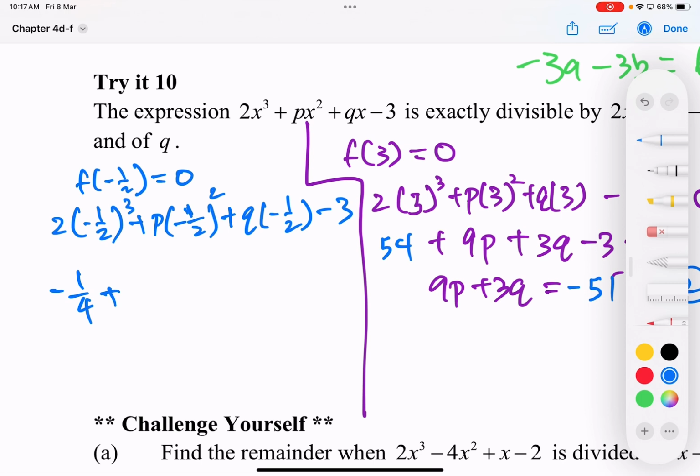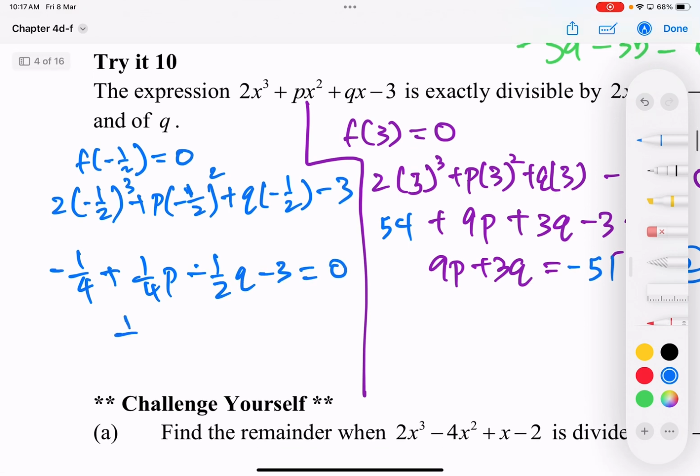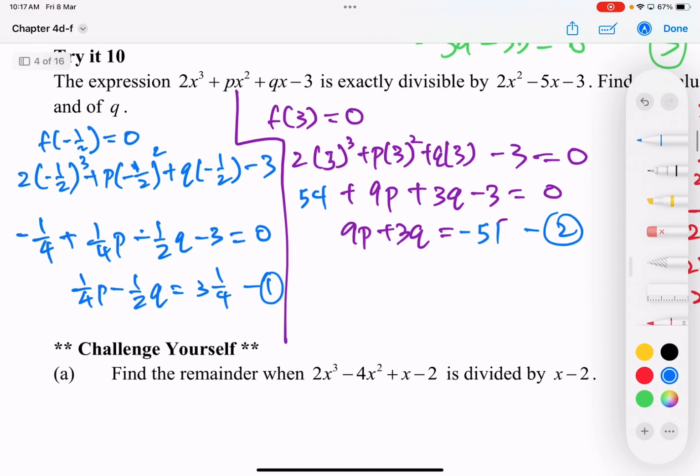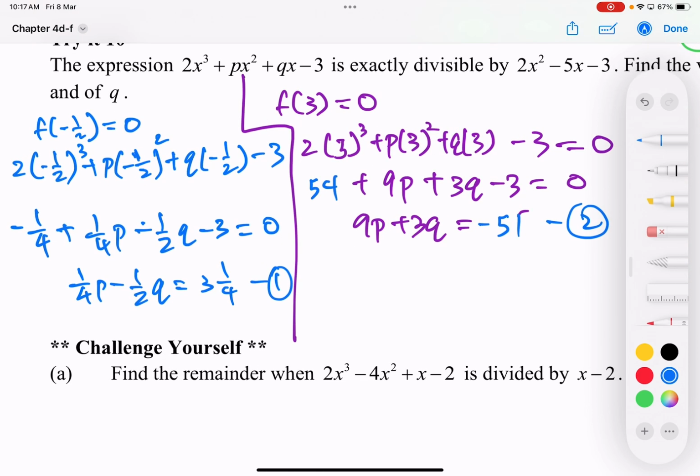So this is negative... plus 1/4 p minus half q minus 3 is 0. So what remains is just 1/4 p minus half q minus 3 and 1/4. So this is 3 and 1/4. Alright. Okay. Can you please check your two simultaneous equations? If you can get to the simultaneous equations, then I would say your battle is half done. Alright, your battle is half done.